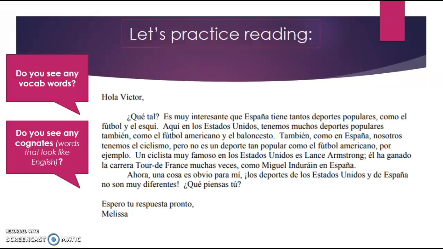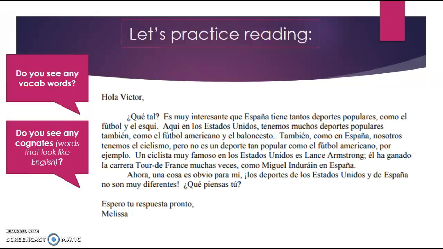Okay, so if we go back to the beginning, "es muy interesante que España tiene tantos deportes populares como el fútbol y el esquí." So it's very interesting that Spain has so many popular sports like soccer and skiing. And then we flip it to los Estados Unidos. "En los Estados Unidos, tenemos muchos deportes populares también." We have many popular sports here too. And then they mentioned fútbol americano y el baloncesto. So we know that those are football and basketball.